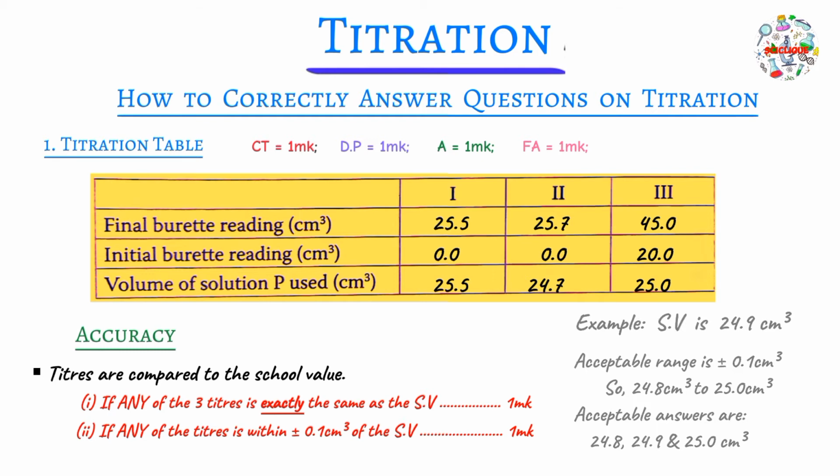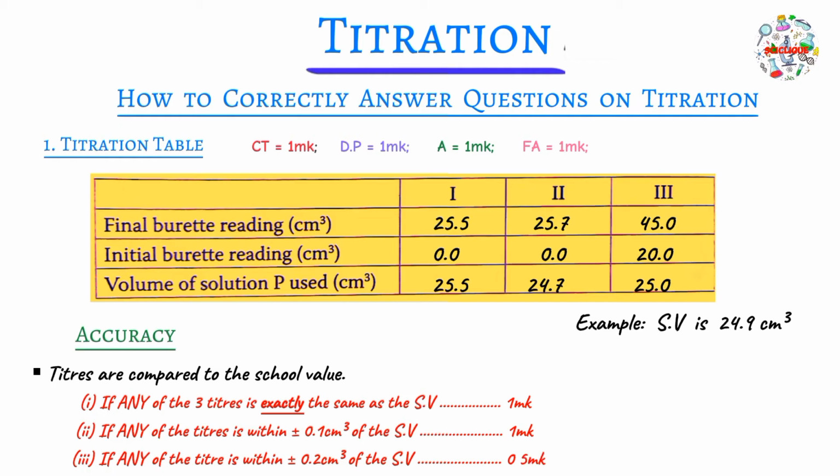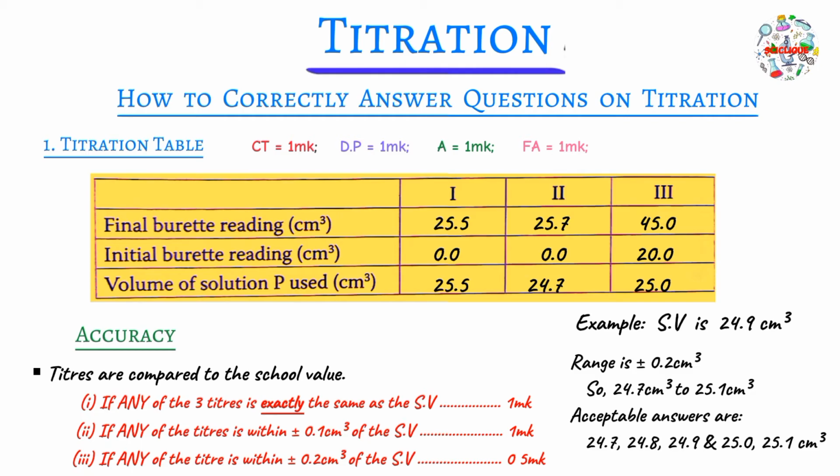Now, what about if your answer is within a range of 0.2 cubic centimeters? So, for example, the school titer is 24.9 and you have 24.7. So, this again will not get you the 1 mark, but it will get you half a mark. So, if you have a titer that falls within the range of 0.2, in our case, for example, falling within the range of 24.7 to 25.1, then you get yourself half a mark.